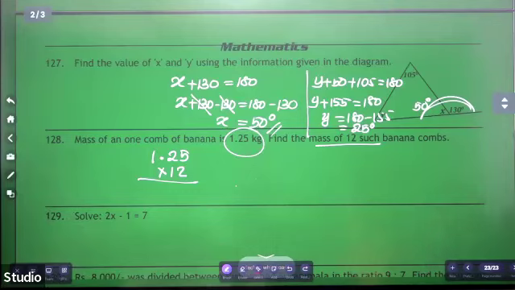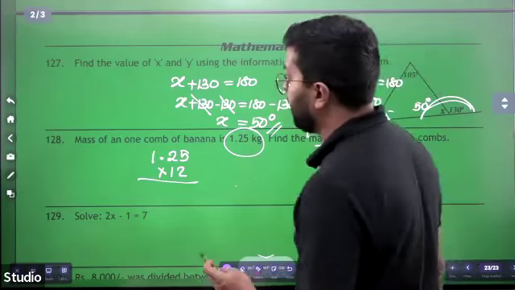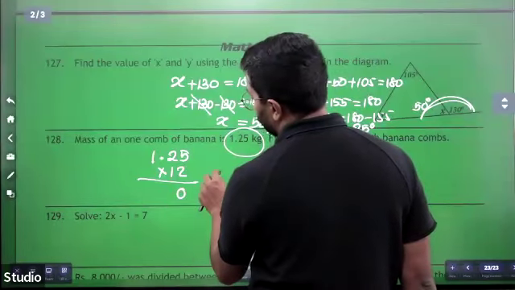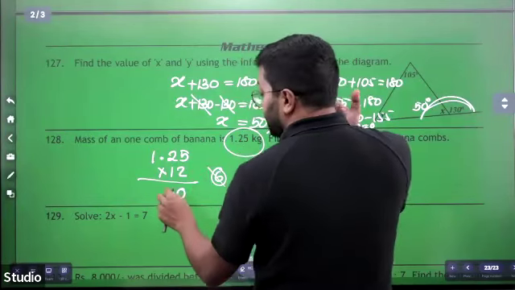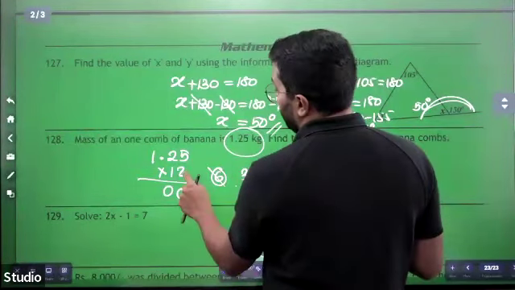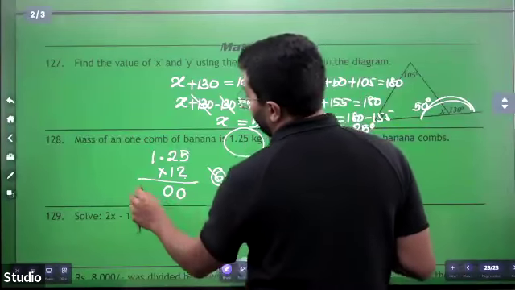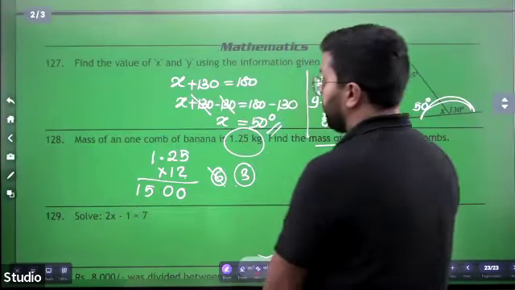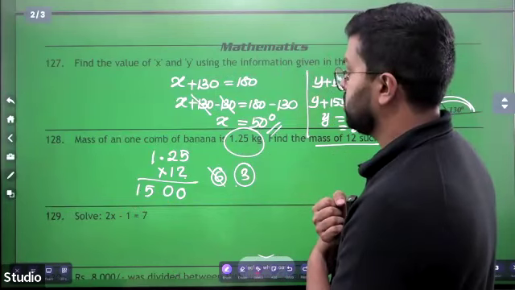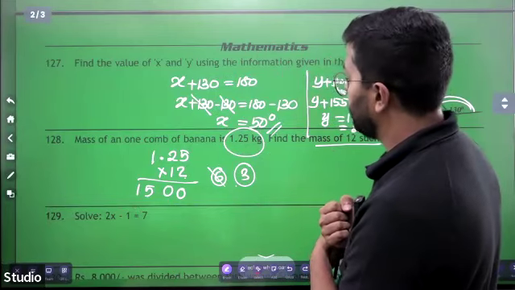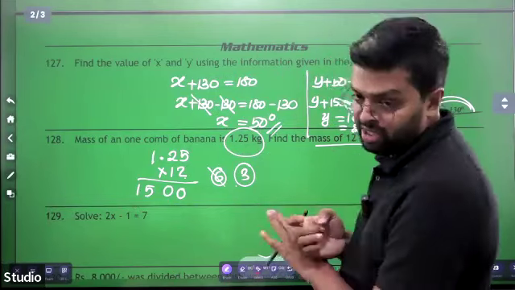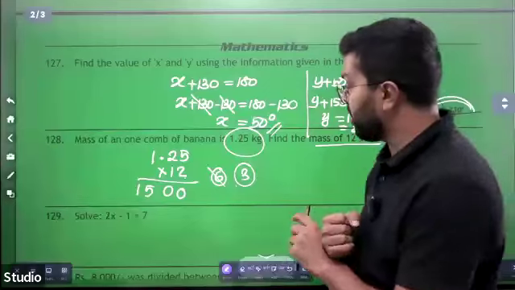What is that answer? Now just tell me 125 times 12. We can multiply this number by 12, right? 12 times 5 is 60, we have 6 left. 12 times 2 is 24, plus 6 is 30, we have 3 left. 12 times 1 is 12, 12 plus 3 is 15. So the value is 1500, right?